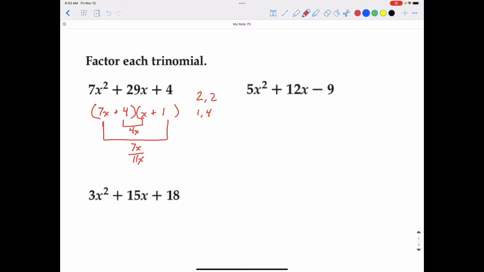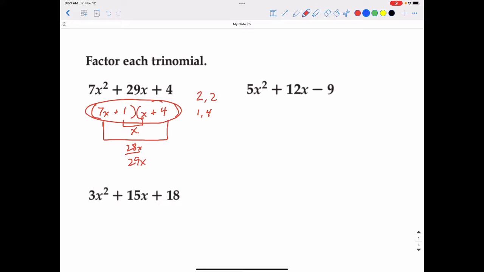Switching the factors around will help because we'll have a different number that is being multiplied times the 7. So this time, let's try putting the 1 with the 7x and the 4 over with the x. That way, the 1 times x will be multiplied together, and then we get the 4 times the 7x, which will give us 28x, and that adds together to be 29x, which is what I'm looking for. So this is the correct way to factor that one.